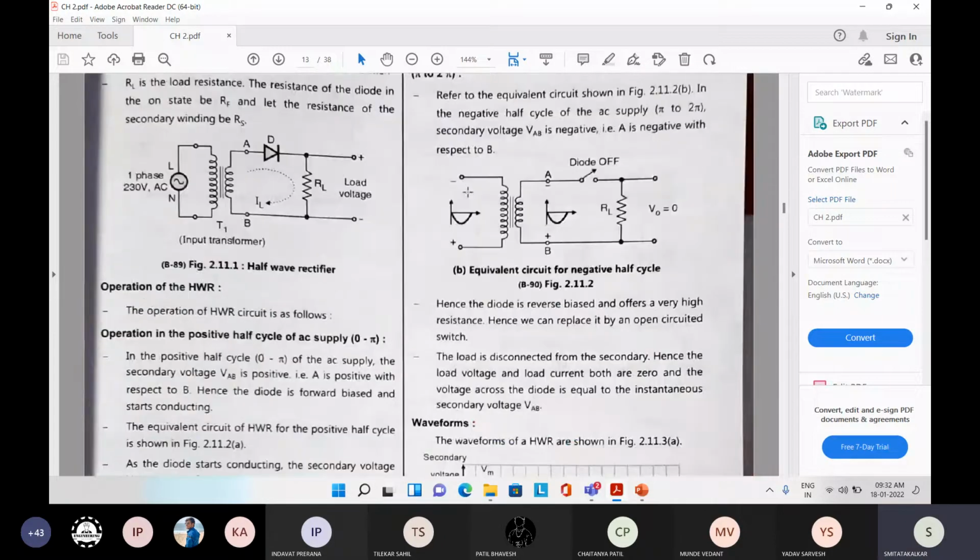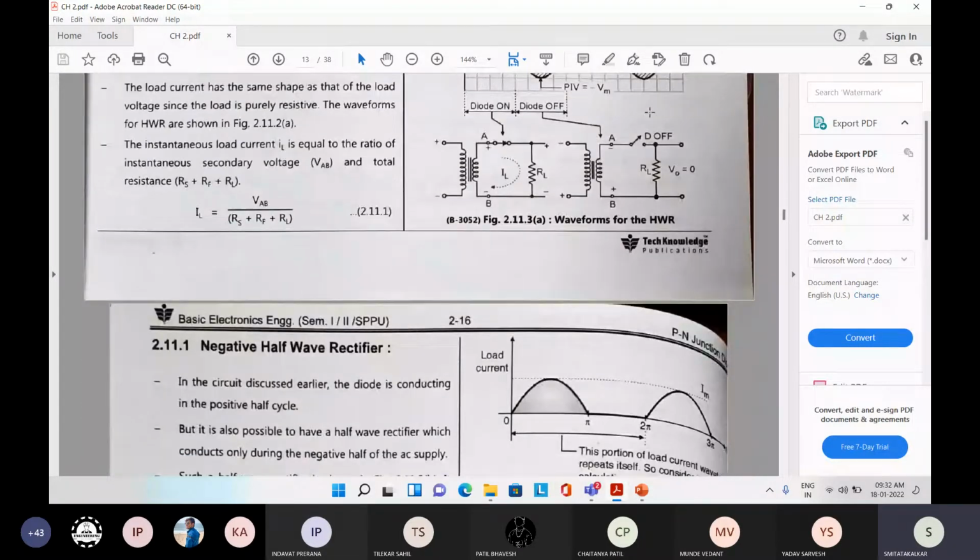potential in a negative half cycle. This is the negative half cycle. In a negative half cycle, the diode is an open switch. Then the supply is connected, and since the diode is an open switch, the current is not flowing through the whole circuit, and that's why the output is 0 volt here.